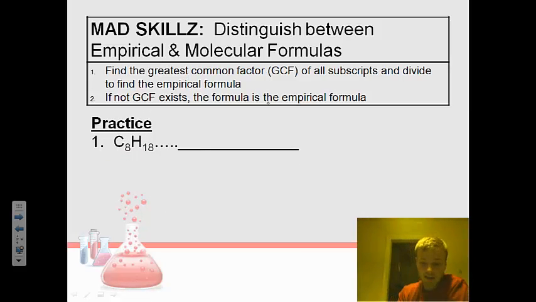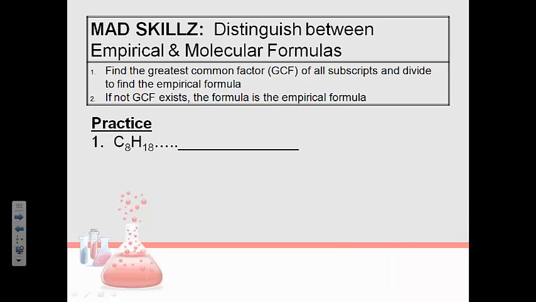C8H18, okay? Let's go ahead and do this. Our subscripts are 8 and 18. We've got to find the greatest common factor. Now, if you're like me, I like to make a little factor tree. So 8, what goes into 8? Well, 1 does. 1 goes into everything. 8, the number itself. 2 also goes in there. 2 times what gives me 8 is 4. So 1, 2, 4, and 8 are my factors.